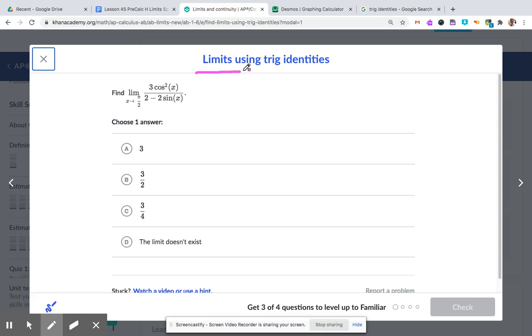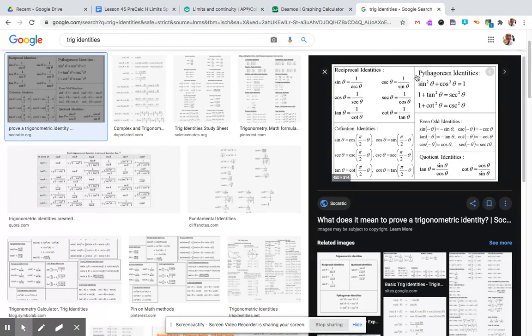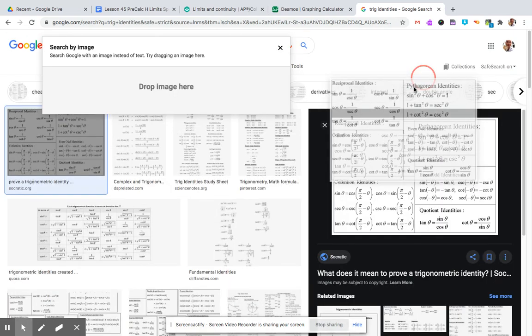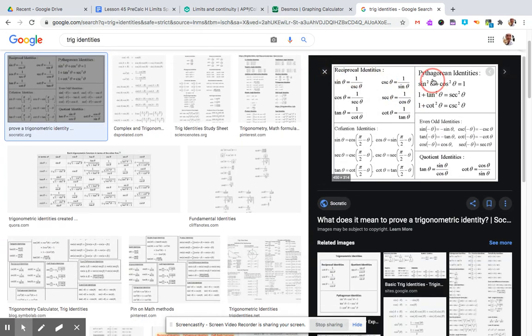We're doing limits using trig identities. More trigonometry. Now, the identities are pretty tricky already, so I would recommend just pulling them up from Google, just so you have what they are readily available, and I would put these in your cheat sheet.